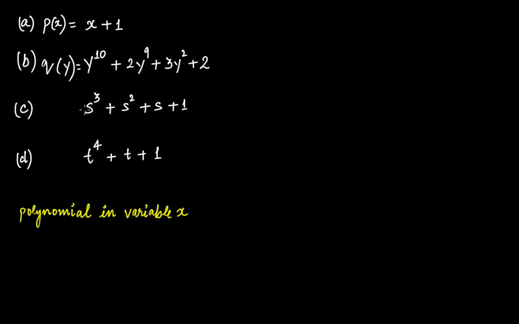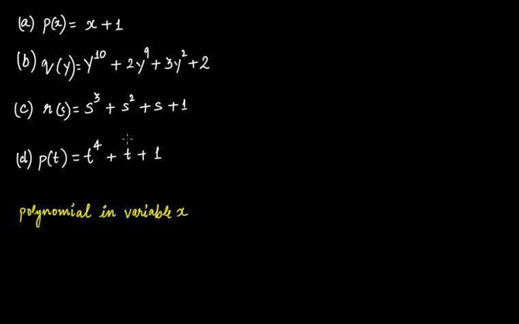Same thing is here. In this polynomial you have four terms, and all the terms except this one, which is a constant term, are made up of only one variable, that is s. Let's denote this by r(s), a polynomial in variable s. In this case you have a polynomial in only one variable, that is t. So let's denote this by p(t), a polynomial in variable t.